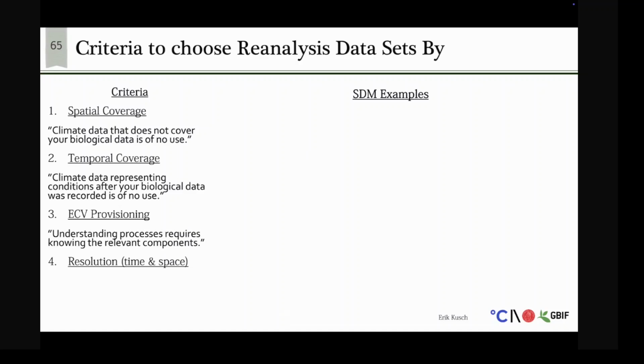Next then, as far as essential climate variables are concerned, understanding ecological processes requires knowing the relevant components. And oftentimes those aren't just precipitation and temperature, and not just bioclimatic variables. So if you have additional variables available, please use them. And if you know that you need particular ones, search for reanalysis datasets that provide those. Lastly, finer resolution leads to greater computational cost, both in space and time resolution. Sometimes you need it, sometimes you don't. If you don't need it, don't use it.